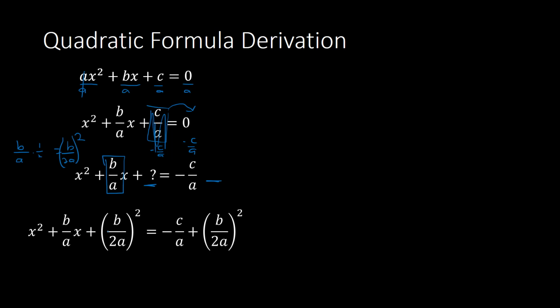And on the left side, this can factor. We factor by putting in parentheses x plus, and then it's going to be this quantity that's being squared. That's how we factor. So we have x plus b over 2a, squared, equals, and then negative c over a plus, and if I square b, I get b squared. I square the 2a to get 4a squared.